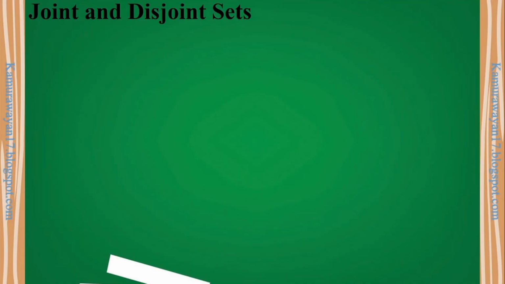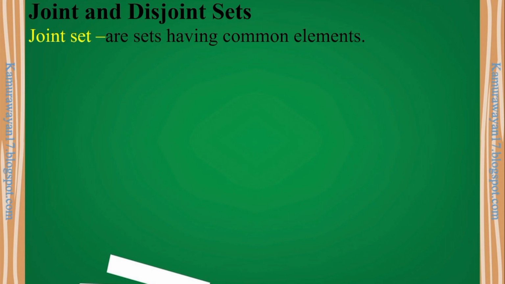So let's talk now about joint and disjoint sets. When you say joint set, it is a set having a common element. Madaling malaman, no? Kapag sinabi natin joint set, meron lang po silang common elements. Kahit isa lang, we can call it a joint set.